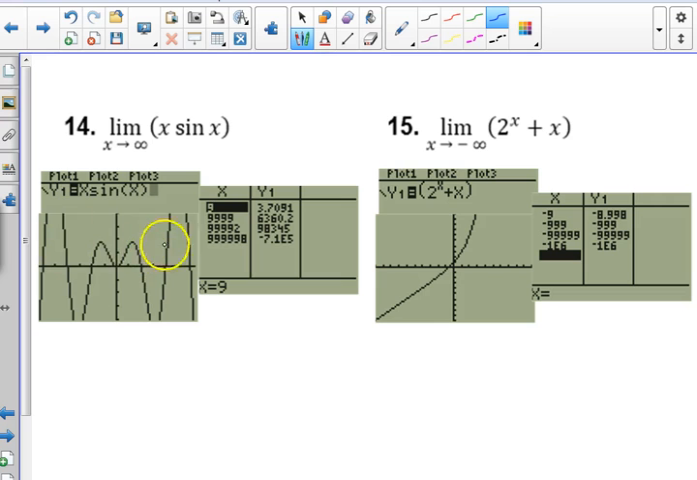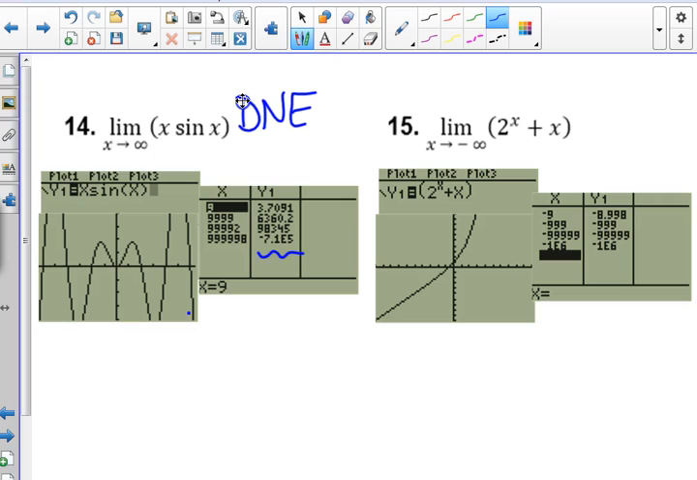Right-hand side. This is what the graph looks like, guys. I looked at the graph and I thought, well, it's getting really big, but then it gets up and then it goes down and then it goes up. If I go off to the right, I had a big number and then all of a sudden I had a negative number, right? So this one does not exist.